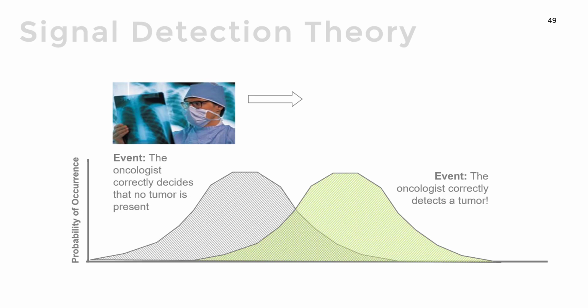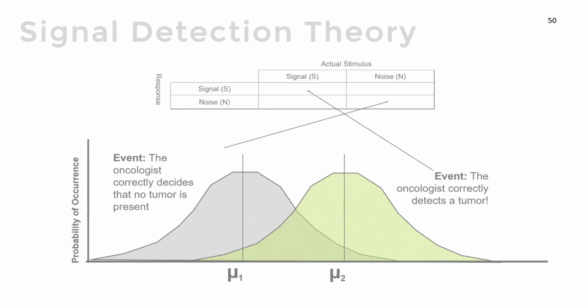Okay, so now we have the probability of two events. The first event would be that the oncologist correctly detects a tumor, and the second event would be that the oncologist correctly decides that no tumor is present. Right, so let's put these events into a table.